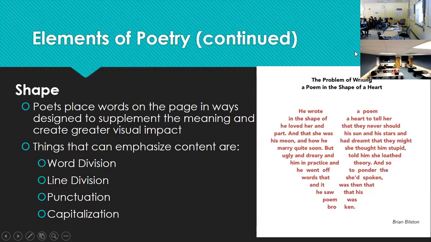So you see how the image of the heart, the shape, and the breaking. So you have different things that are used to emphasize a lot of times, and that's word division, line division, punctuation, and capitalizations. All of those help to create the visual impact.